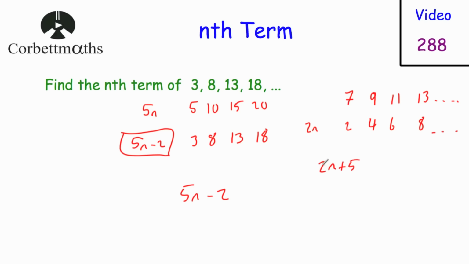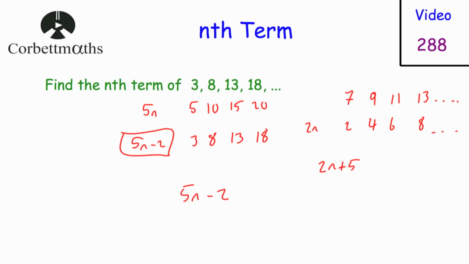And let's just check it. 2 times 1 is 2, plus 5 is 7. 2 times 2 is 4, plus 5 is 9. Great. 2 times 3 is 6, plus 5 is 11, and so on. So to find the nth term of a sequence, you consider what the sequence is going up or down by. You write their multiples beneath it, and then you figure out what you would need to do to those multiples to get to the sequence.